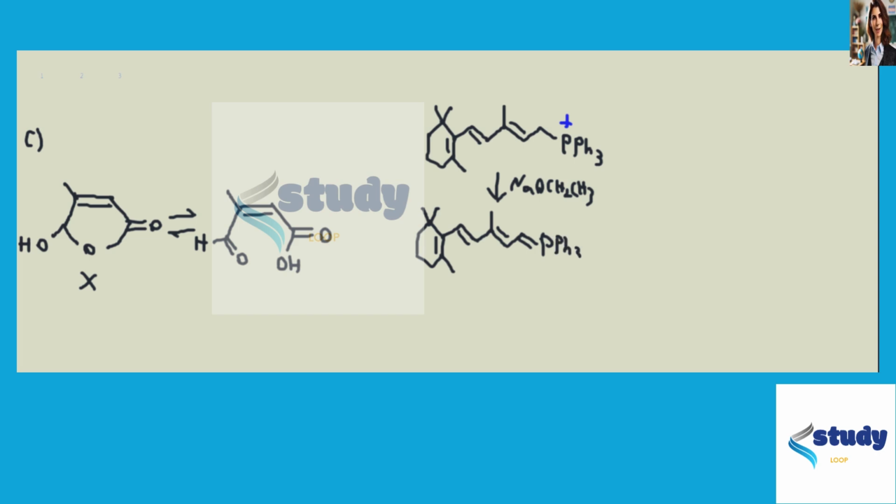So PPh3, there's our Wittig reagent. The Wittig reagent that we made from Y and the aldehyde that can be made when X opens up are going to react. If we draw the product of what that Wittig reaction would look like, we will get the answer that they're looking for in part C as to what is the structure of Accutane.